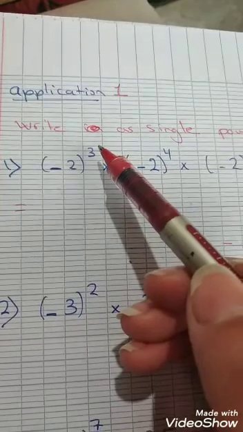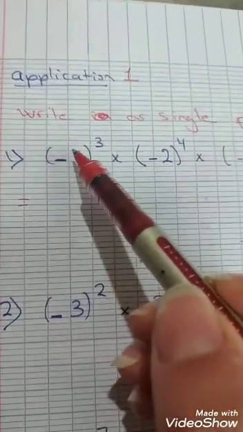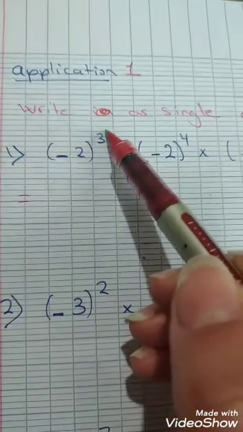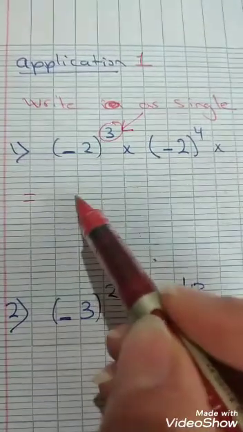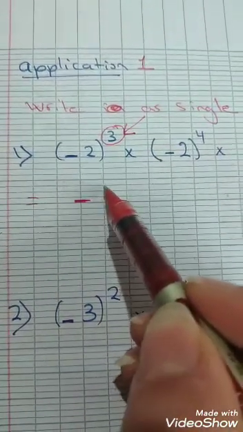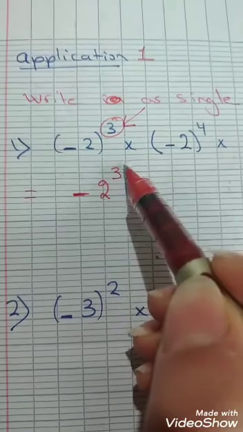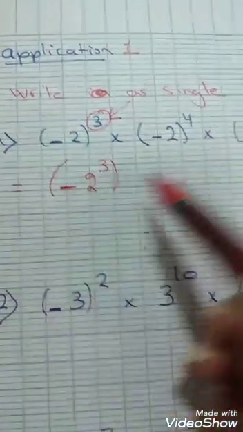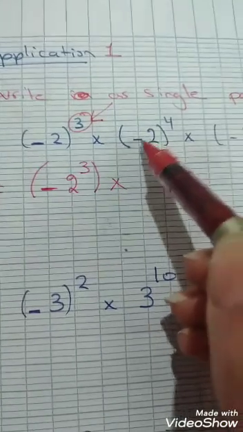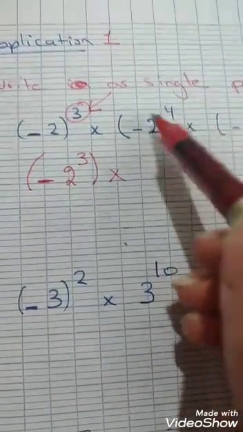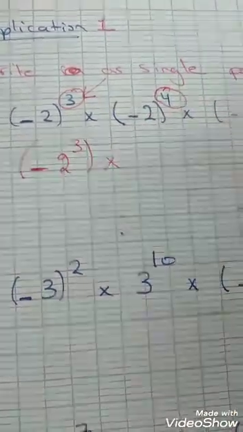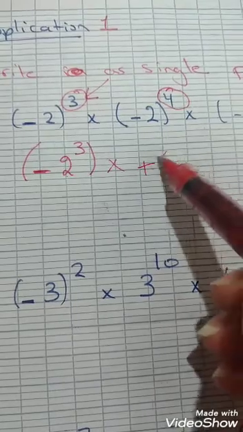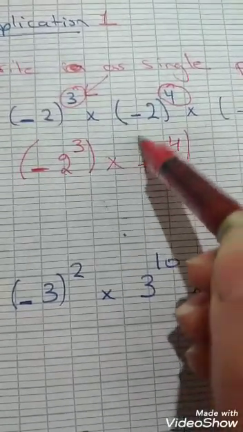Of course, I want to use the rules. Minus 2 to the exponent 3. I have a negative base, so I will look at the exponent. The exponent is odd, 3 is odd, so the answer will be negative. So minus 2 to the exponent 3. To keep the minus I add parentheses. Times minus 2 to the exponent 4. The base is negative and the exponent is even, so minus will change to plus, so plus 2 to the exponent 4.